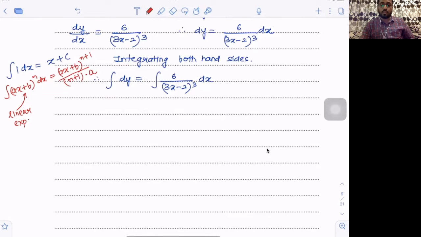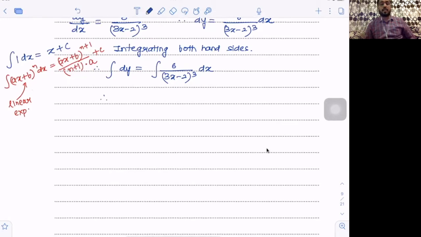Okay, and then of course a plus c should come. So that's the formula for integration of ax plus b raised to n. So why did I explain all these things to you? Because now I can see that integration of dy, so it's like 1 over here, right? So integration of 1 is going to be what? It's going to be y dy.